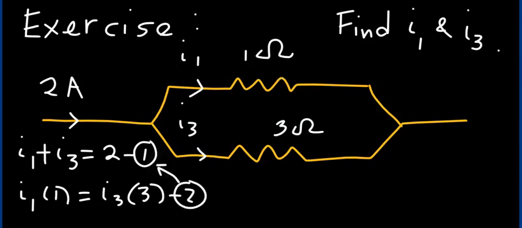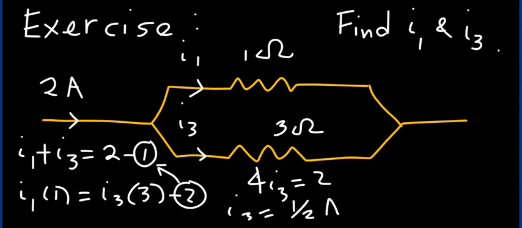Placing equation 2 into equation 1, we get 4I3 equals 2. So I3 is half ampere. That means I1 is 3 over 2 ampere. And that solves the problem.